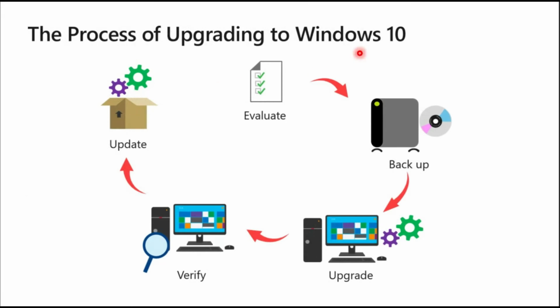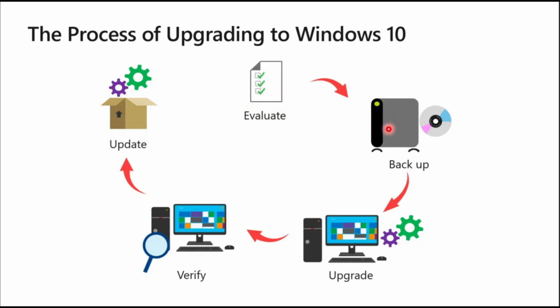The process of upgrading to Windows 10, we have a few things. At first we need to evaluate. Evaluate means we need to check whether the upgrade is supported or not, because when you do an upgrade we need to have some operating system matching, edition matching. For example, if you have 32-bit, you need to have a 32-bit operating system. If you have 64-bit hardware, you need a 64-bit operating system.